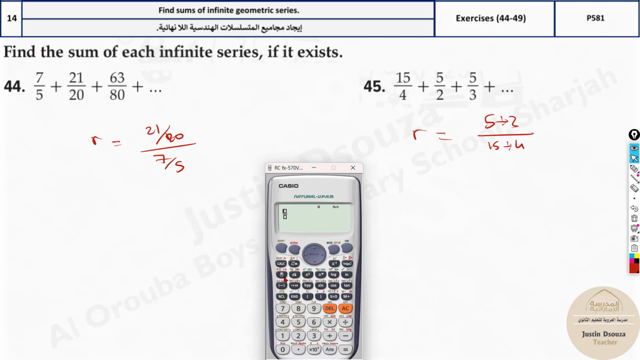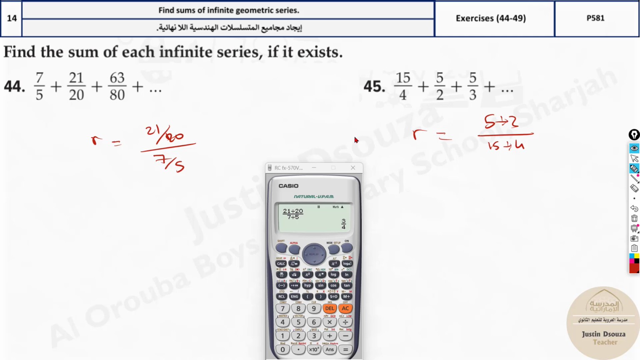Now when you're typing in the calculator, it's up to you. You can use the fraction key over here, like 21 divided by 20, and then again use the fraction, 7 divided by 5, and the answer is 3/4. Or what I would generally suggest, because this is less confusing, is 21 divided by 20, and then 7 divided by 5, because the fraction means divided by. The answer will be the same. The answer over here is 3/4.